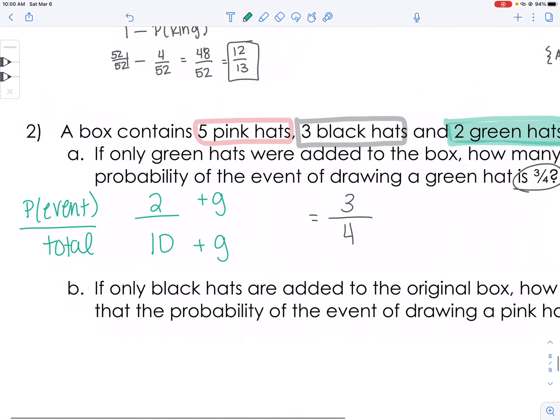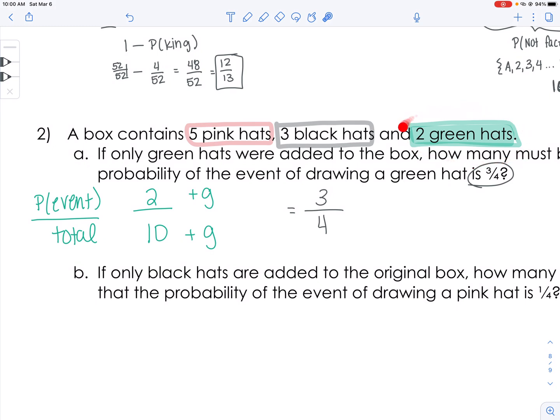Before it was 2 out of 10 because I had 2 green hats. But if I add one more green hat, now that's going to become 3 out of 11. If I add another green hat, that's now going to go to 4 out of 12. So every time I add a green hat, it's going to add to the top and add to the bottom.